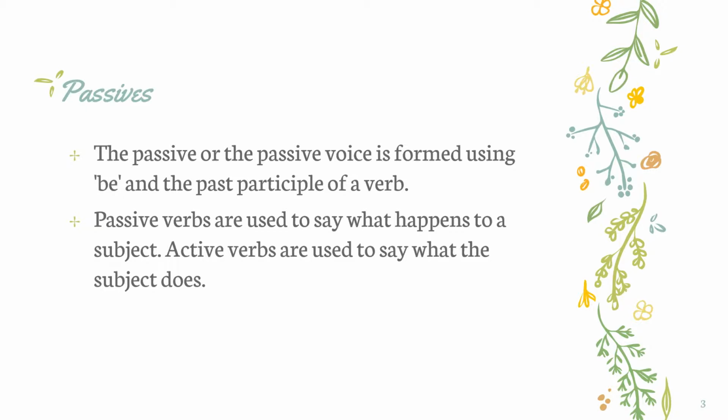The passive or the passive voice is formed using be and the past participle of a verb. Passive verbs are used to say what happens to a subject, and active verbs are used to say what the subject does.